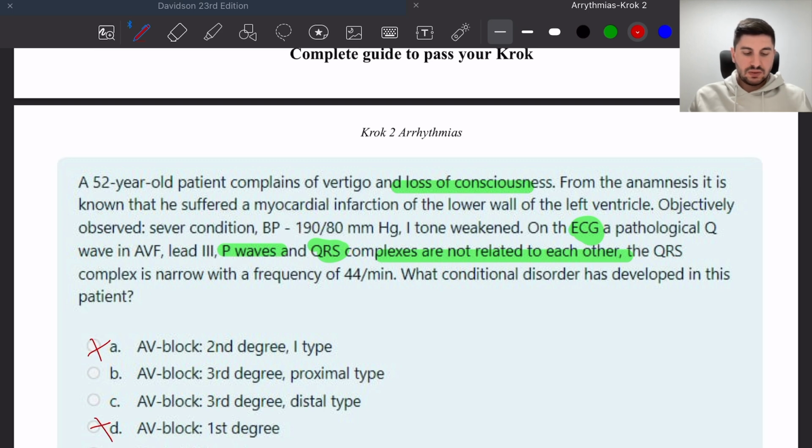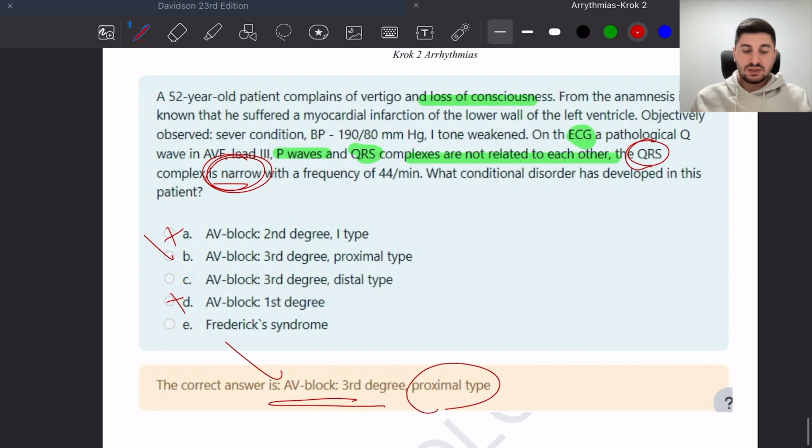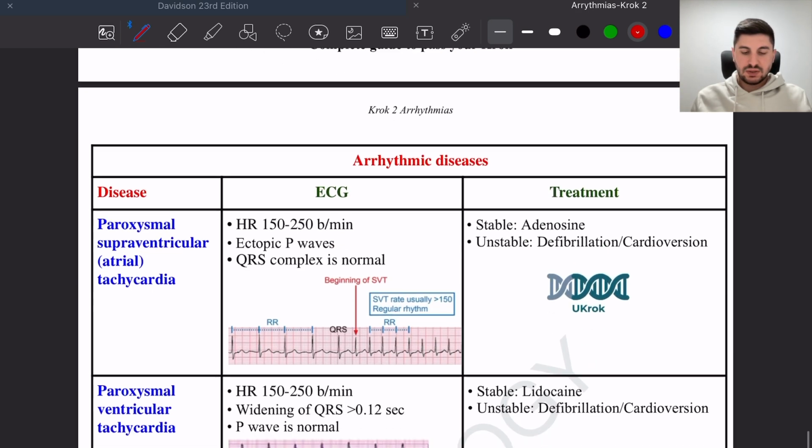You cross out the other options, which are first degree or second degree. The QRS complex is narrow. So this tells you what? This tells you that the block is happening at a proximal level. So this is the right answer: proximal type, third degree block. This is the answer for this question if you see it on the Krok Center website.